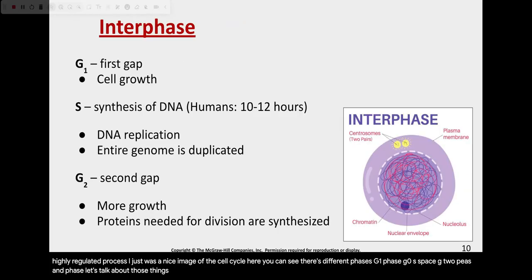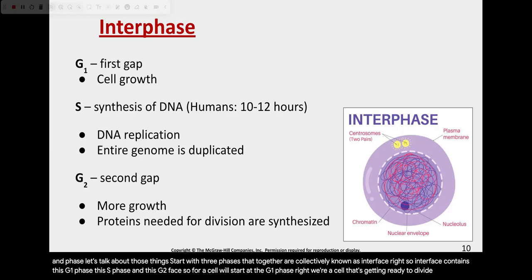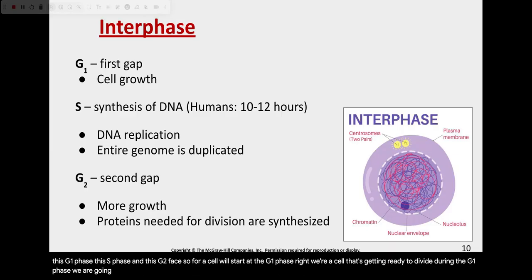We're going to start with 3 phases that together are collectively known as interphase. So interphase contains this G1 phase, this S phase, and this G2 phase. If we're a cell, we'll start at the G1 phase. We're a cell that's getting ready to divide. During the G1 phase, we are going to grow. We're going to start growing in size. We need to make sure we're big enough to divide.